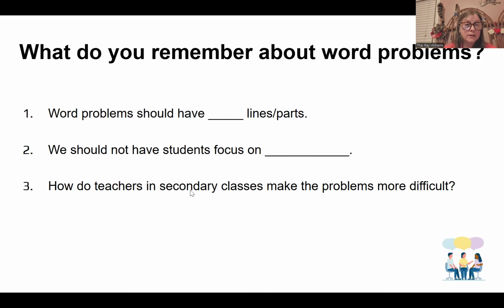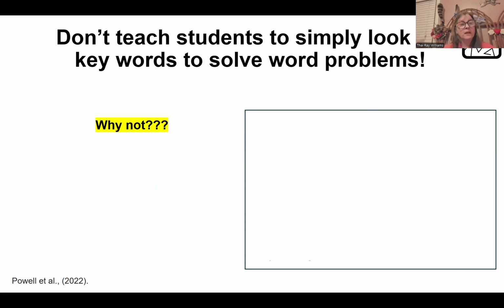All right. So if you want to know the answers to those, hopefully you got them: word problems have 4 lines and you should not focus on keywords. That's what we're not going to focus on. And we're going to be talking about secondary classes in just a little bit. So the big thing I keep saying is don't teach students to look at keywords to solve the problems. Don't teach that. You can teach looking for keywords or phrases as part of the whole, but you cannot rely on keywords. Well, why not?